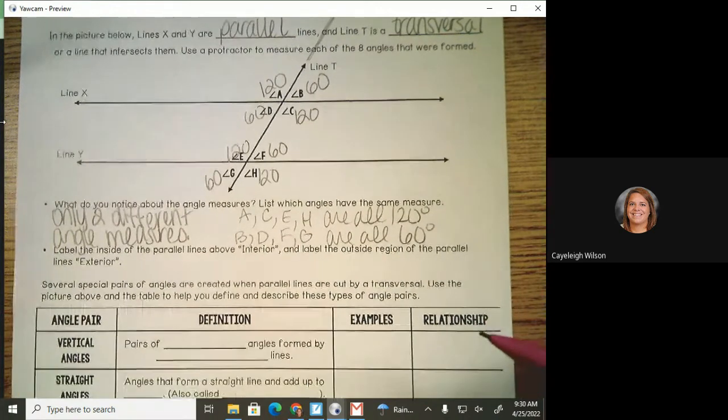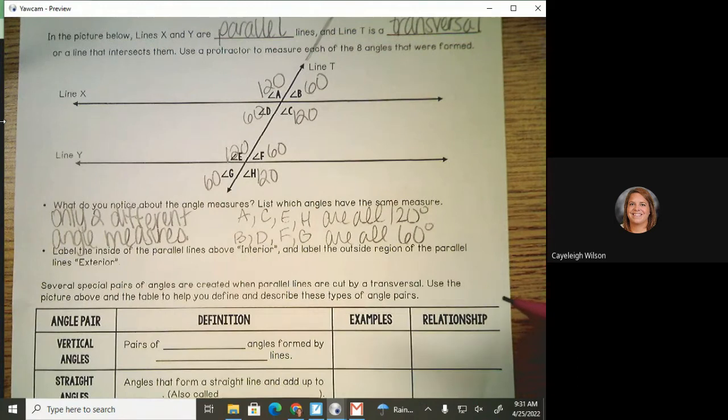Now, here's my question. What does the word exterior mean? Outside. What's interior? Inside. So if I was talking about this building and I say what's on the exterior, you all would tell me it was the bricks. The interior are the drywall walls. Okay. So looking at this picture, exterior are the angles that are on the outside. Interior are the angles that are on the inside.